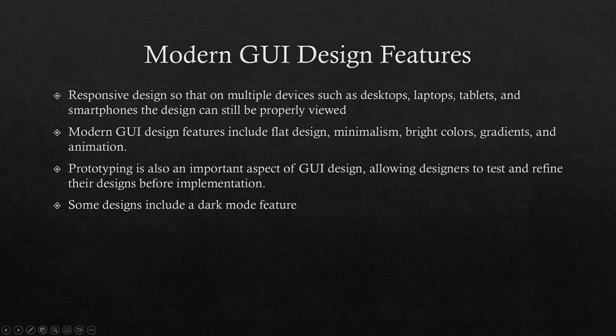Other modern GUI design features include the use of animations, icons, and graphics to improve visual appeal and user engagement. Prototyping is also commonly used in GUI design to create interactive mockups and test user interactions before the final product is developed. And some extra designs sometimes include a dark mode feature in order to help users better see and not strain their eyes when they're jumping through websites in the middle of the night.